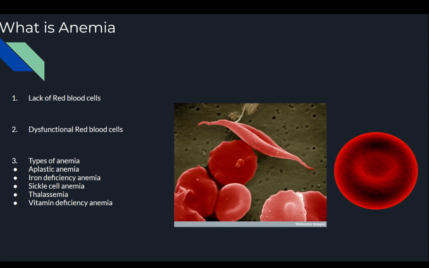One type is called aplastic anemia. In this type, the body does not make enough red blood cells. There is also iron deficiency anemia, which has too little iron in the body. Sickle cell anemia, in which the red blood cells become misshapen and break down. Thalassemia anemia, in which the body has less than normal amounts of hemoglobin. And vitamin deficiency anemia, in which a lack of vitamin B12 or folate is occurring, which affects the body's production of red blood cells.